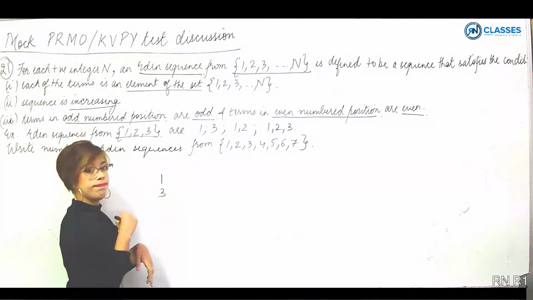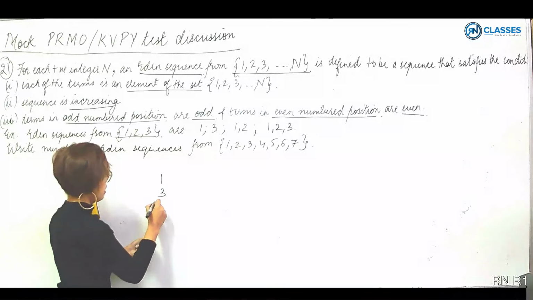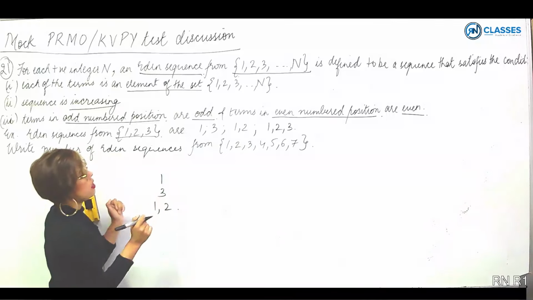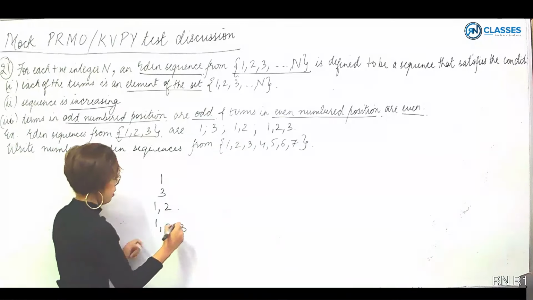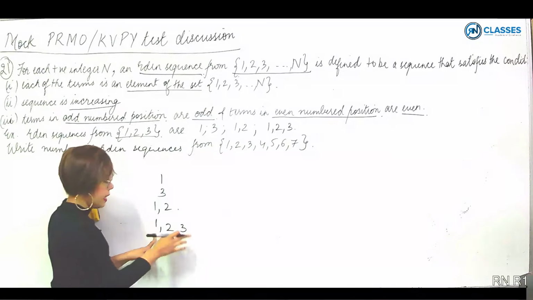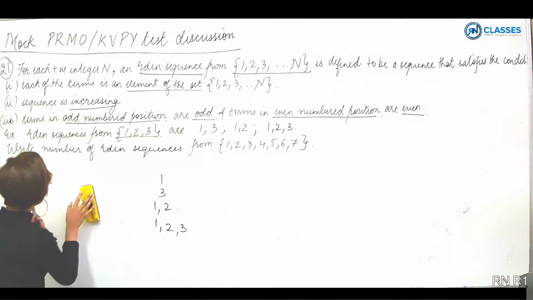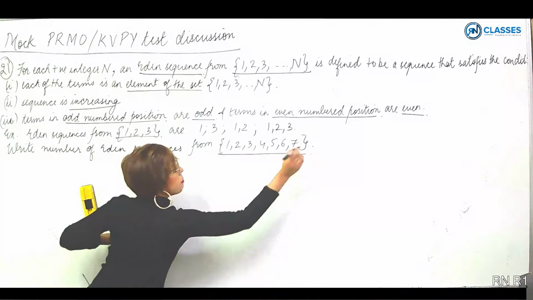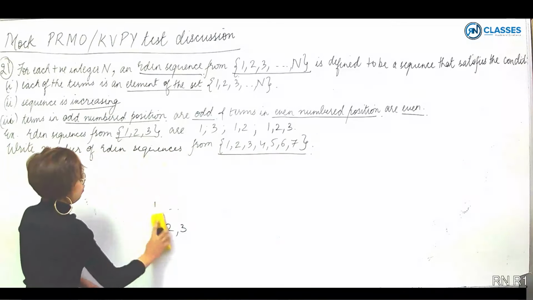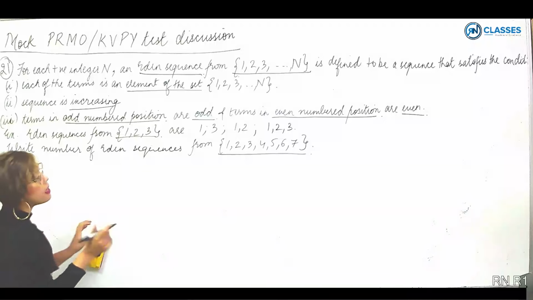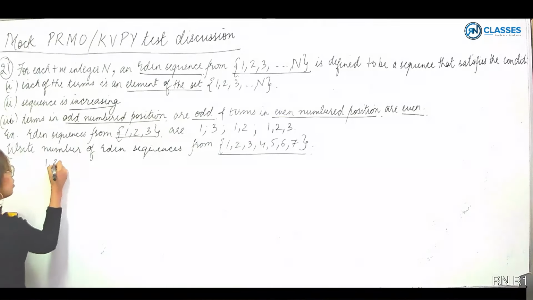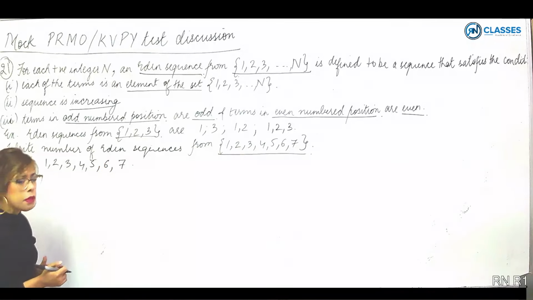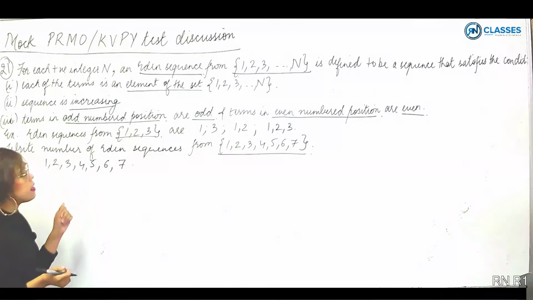Second is 3, same goes. Third is 1, 2. Now first odd, second even. Increasing, yes. Then 1, 2, 3. Odd, even, odd. Increasing, yes. Right? Now he says, your job is to find the number of even sequences from this set. Right? Okay. So I have this set. That means I'll be using the numbers 1, 2, 3, 4, 5, 6, 7. Right? Now as you can see, number of even sequences.